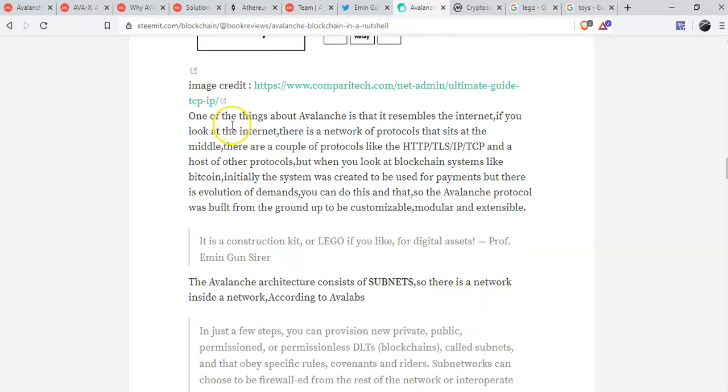Look at what I wrote, and I quote: one of the things about Avalanche is that it resembles the internet. If you look at the internet, there's a network of protocols that sit in the middle, like HTTP, TLS, IP, TCP/IP, and a host of other protocols. But when you look at blockchain systems like Bitcoin, initially the system was created to be used for payment, but there is an evolution of the matter. You can do this and that. So the Avalanche protocol was built from the ground up to be customizable, modular, and extensible. Now, let me explain all this.